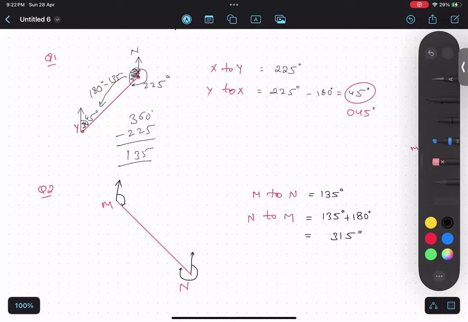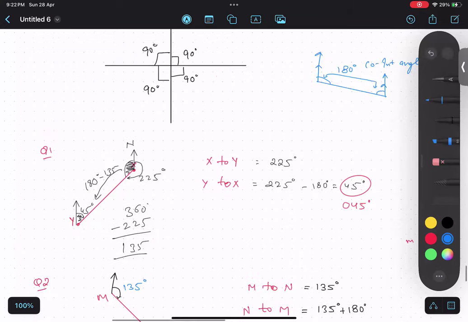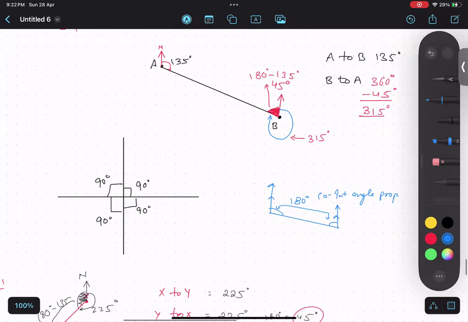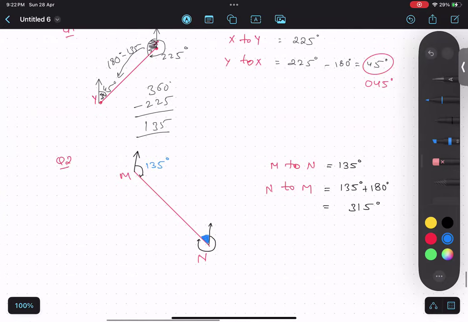Now, from a logical perspective, if this is 135 degrees, then what is this particular angle? We have done this thing, remember? It will always be 45, right? Yes, because of the co-interior angle property, 180 minus 135, the answer would be 45. Clear? And this would be 360 minus 45, 315.